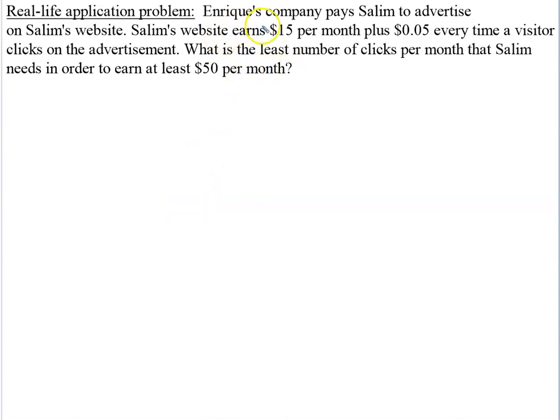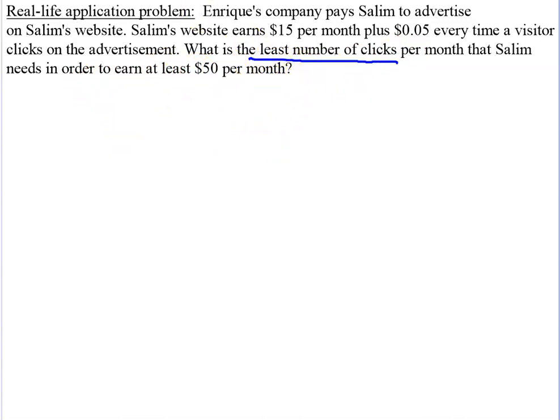Here is a company that pays someone to advertise. Enrique's company pays Salim to advertise on Salim's website. So Enrique is getting advertising attention. He pays for it by putting an ad on a website. Salim is going to get $15 a month plus 5 cents every time a visitor clicks on the advertisement. What is the least number of clicks?